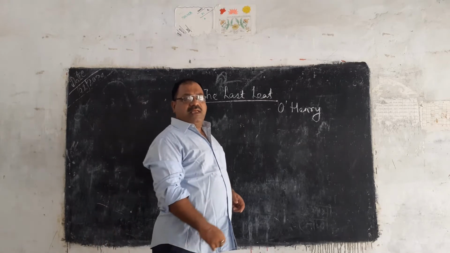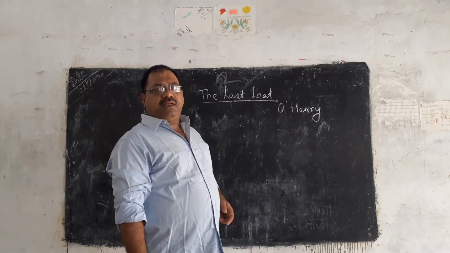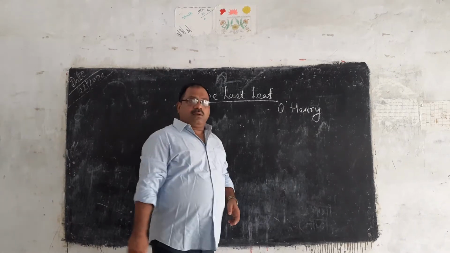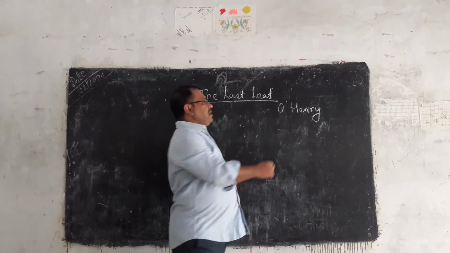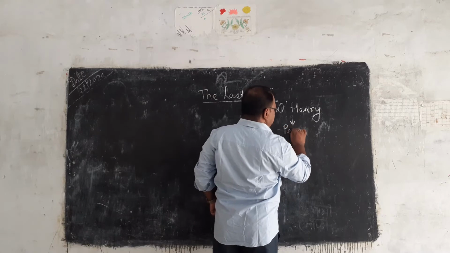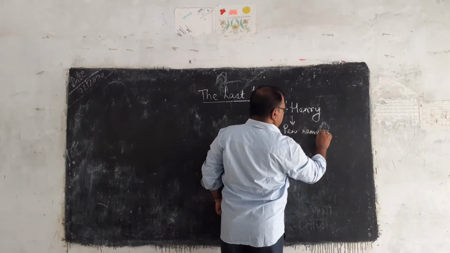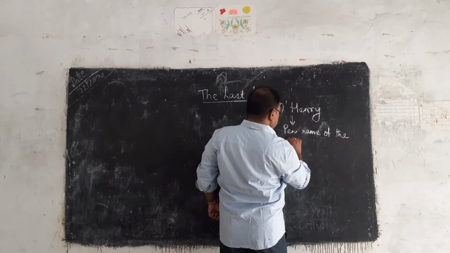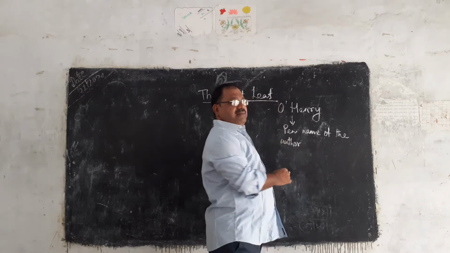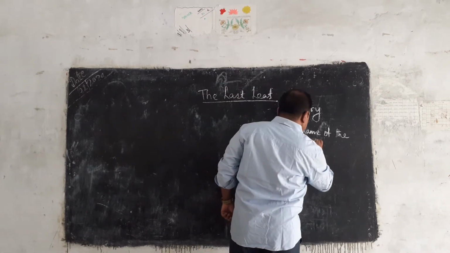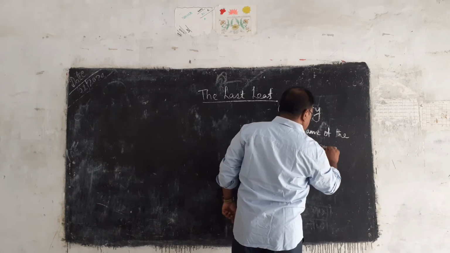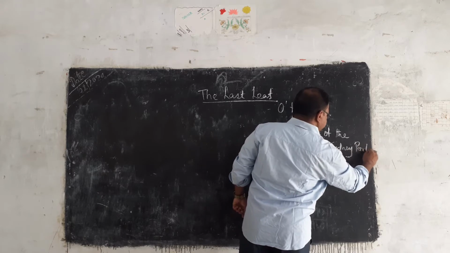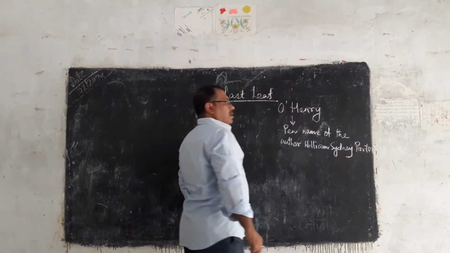The author's actual name is William Sidney Porter. O. Henry is the pen name of the author, whose actual name is William Sidney Porter.